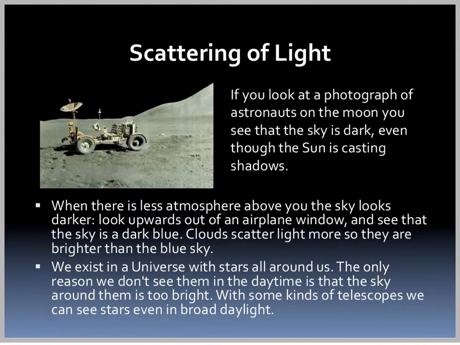In fact, when there's less atmosphere above you, the sky looks darker. If you ever have a chance to be in an airplane and sit by the window, crook your head over and try to look up. You're going to see that the sky is dark blue. Now clouds scatter light more, so they're brighter than the blue sky. We exist in a universe that has stars all around us. The only reason we don't see them in the daytime is that the sky around them is too bright. However, with some kinds of telescopes, we can see the stars even in daylight.